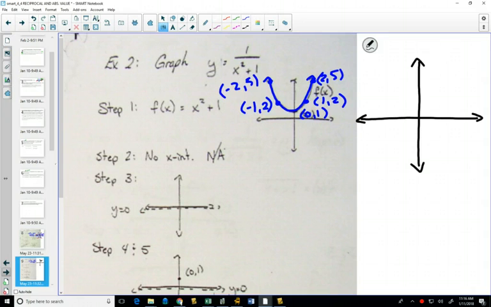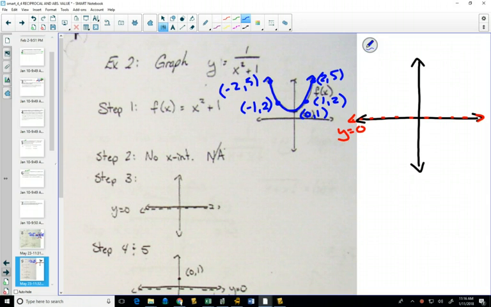Second is your asymptotes. We will have asymptotes wherever we have x-intercepts. Are there any x-intercepts on this graph? No. So this graph will have no vertical asymptotes. However, does this graph go up forever? Yes, it does. So then we will have a horizontal asymptote at y equals 0. So if you have a horizontal asymptote for a reciprocal graph, a 1 over graph, it'll always be at y equals 0.